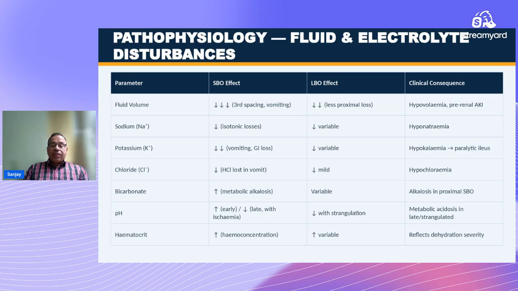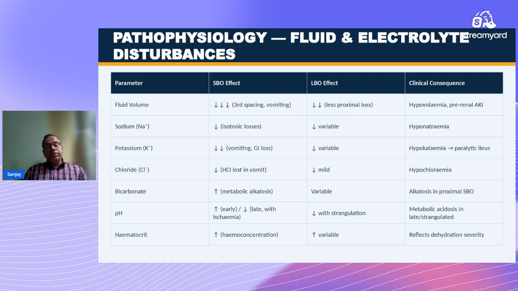So this slide would demonstrate what the fluid and electrolyte disturbances are which can occur. If you see specifically in the small bowel, the fluid loss is quite significant because of third space loss and vomiting. Hyponatremia and hypokalemia again would occur because of this third space loss. Chlorides are also lost. The patient would go into metabolic alkalosis, and there is hemoconcentration.